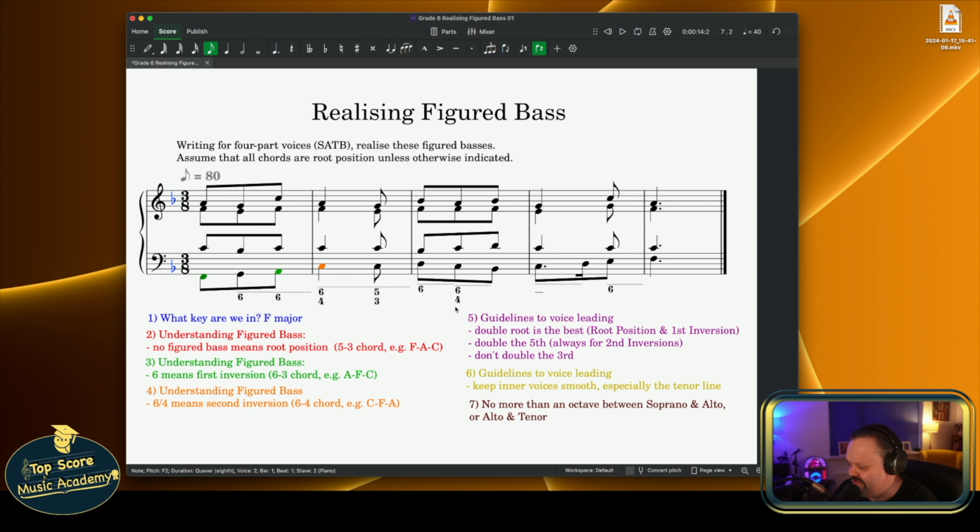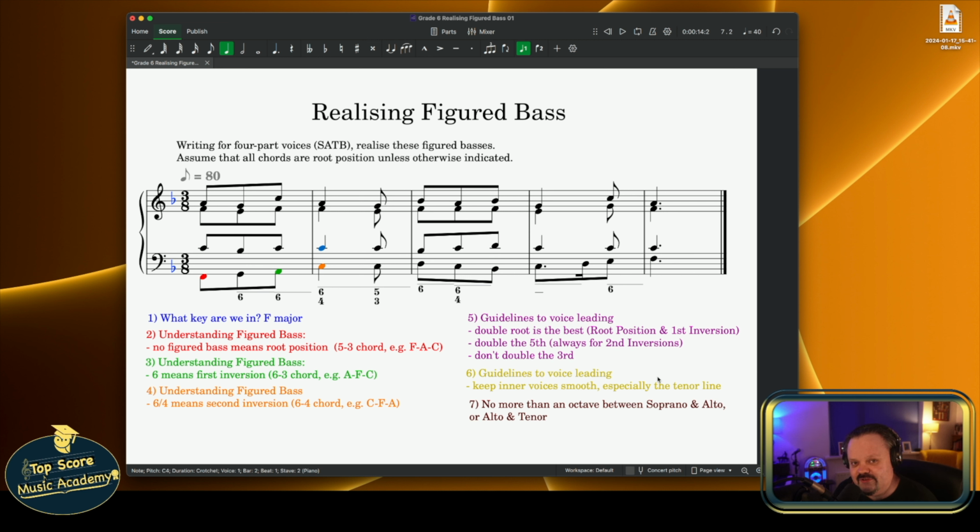And there's 2 of them in this exercise. The best note to double in a 6/4 chord is the 5th of the chord, which is the bass note. In these examples, you can see it's a C. Okay, so those C's should be doubled, and they both are. If it's a root position or first inversion chord, always try and double the root of the chord. Keep the inner voices smooth. I would go so far as to say that's probably the golden rule when it comes to doing this question. If your inner voices are nice and smooth, you probably are on the right track.